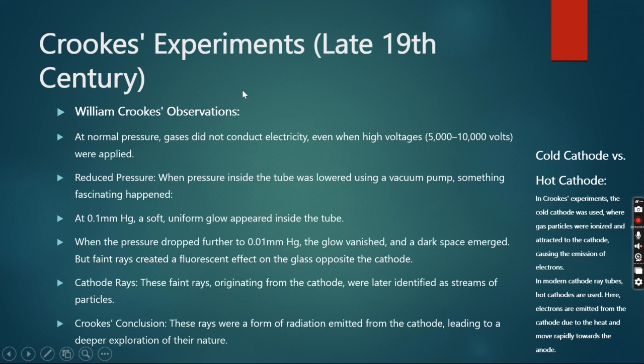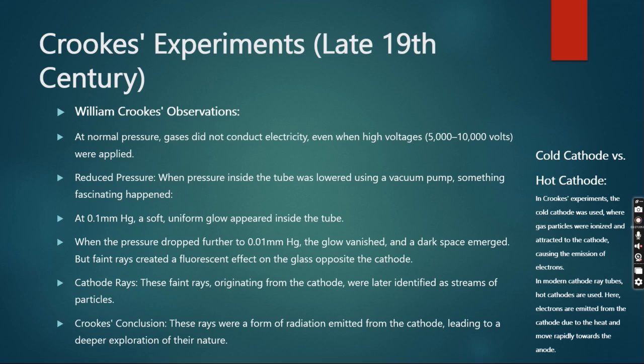So what did William Crookes observe? William Crookes observed that gas inside the tube at ordinary pressure does not conduct electricity, but under low pressure electricity can pass through the gas and produce spark. When the pressure inside the tube is reduced to 0.1 mm Hg, a soft uniform glow appears inside the tube. In the presence of high voltage 5000 to 10,000 volt, an electric discharge takes place. As a result, uniform glow appears inside the tube.